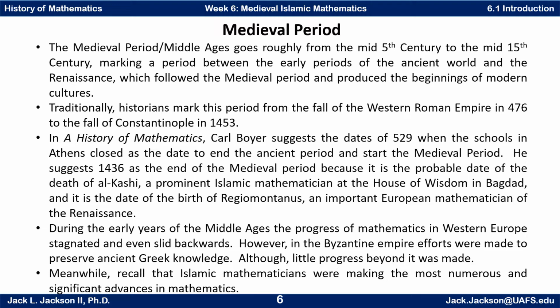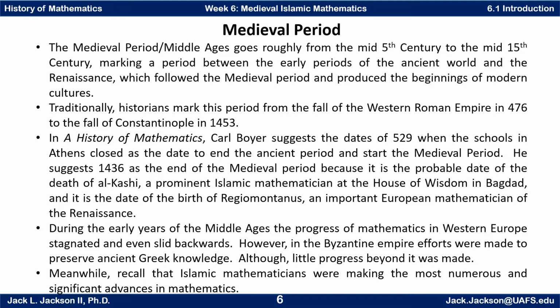However, in his history of mathematics, Carl Boyer suggests the dates of 529, when the schools in Athens were closed, as the date to end the ancient period and start the medieval period. And then he suggests 1436 as the end of the medieval period because it's the probable date of the death of Al-Kashi, who is a very prominent Islamic mathematician at the House of Wisdom in Baghdad. And it also happens to be the date of the birth of Regiomontanus, an important European mathematician of the Renaissance. So it's just kind of a convenient date to pick there. But regardless, you can see we're talking about mid-5th century to mid-15th century.